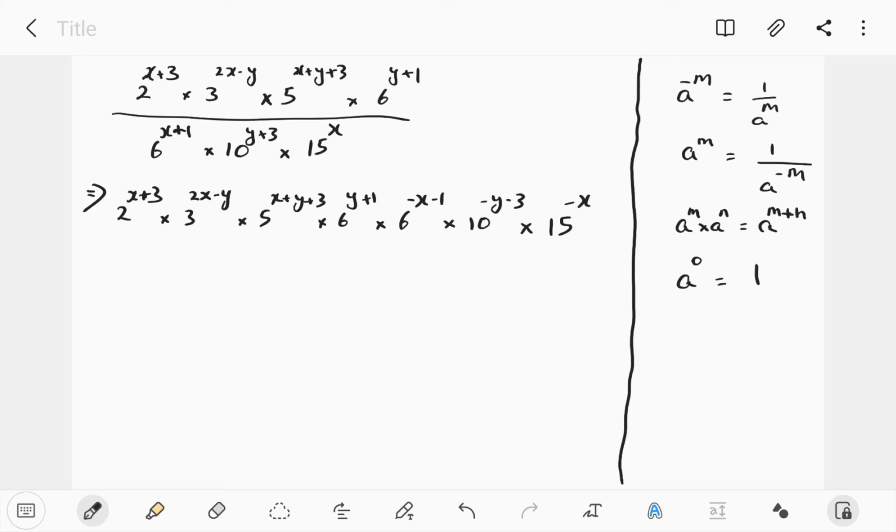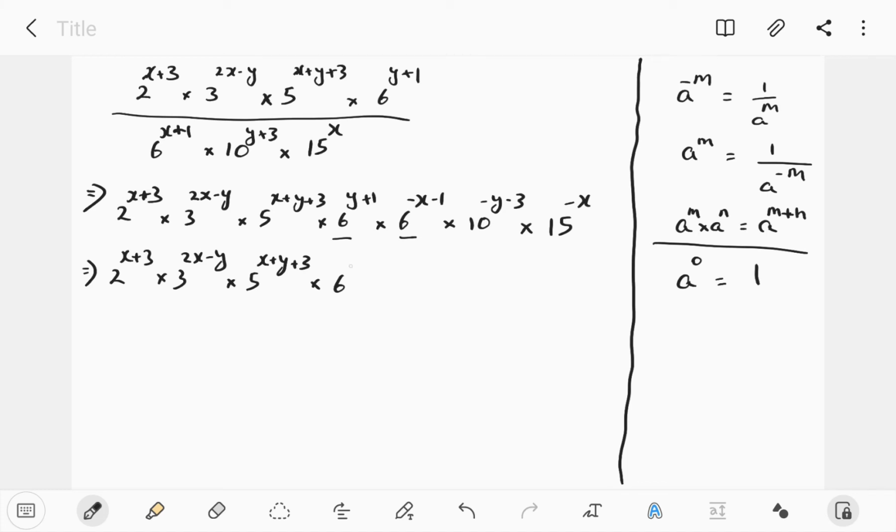Now here 6 and 6 are common, so I can apply this property: a power m into a power n gives me a power m plus n. So 2 power x plus 3 multiplied by 3 power 2x minus y into 5 power x plus y plus 3 into 6 power y plus 1 minus x minus 1.